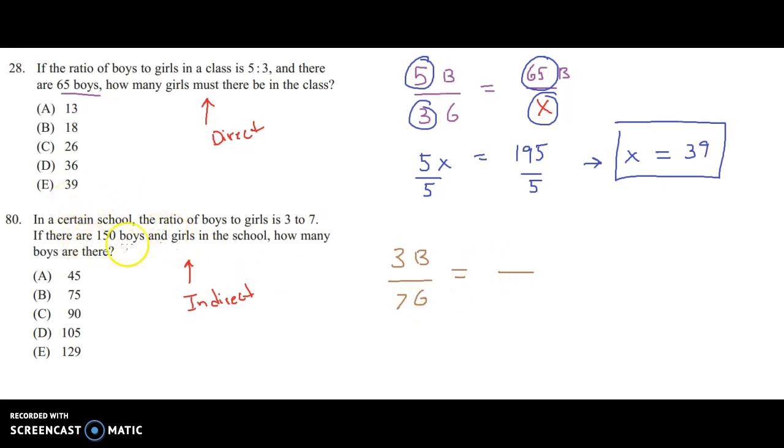Okay, but then here's where we have a problem. Look what it says. If there are 150 boys and girls in the school, how many boys are there? So clearly the question is asking us to figure out how many boys. But in order to do this, we need to know how many girls there were, right? So we have to put some amount of girls over here so that we can do our cross multiplication thing. But they didn't tell us how many girls there were. They said there was a total of 150 boys and girls. So here's where we got a little bit of a problem, okay?